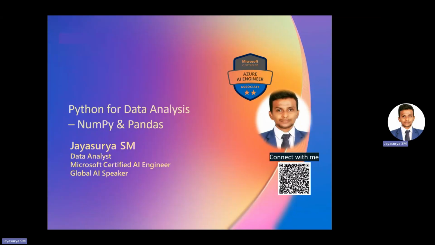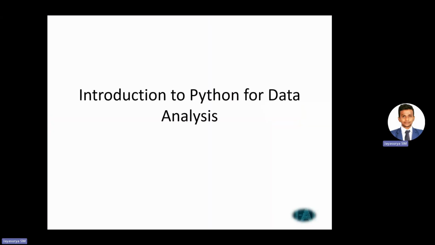So for example, instead of writing long loops to calculate the averages or the totals, NumPy can do it instantly with a single function. Pandas helps us to work with tables of data like Excel, but with more flexibility and more speed. So by the end of the session, you will understand how these libraries simplify real world analysis tasks across domains like education, e-commerce, and businesses.